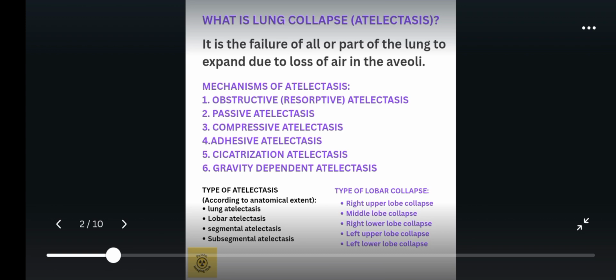Then the other mechanism of atelectasis is cicatrization atelectasis. This is loss of volume due to pulmonary fibrosis. When there's fibrosis in the lungs, there's a tendency of some of the alveoli being destroyed, and there is a high tendency of loss of volume. The last but not the least is the gravity-dependent atelectasis mechanism.